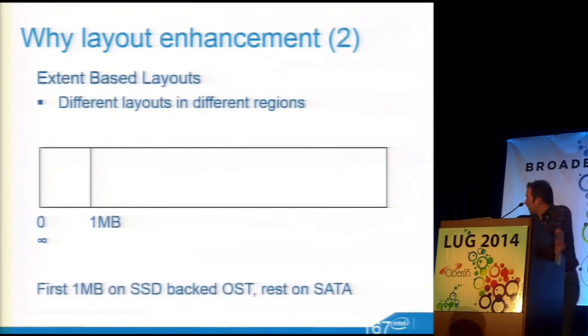It also allows us to do something called extent-based layouts. So we could have different layouts and different object sets for different regions of the file. So you have the first megabyte on SSDs, and you have the rest of the file on larger spinning disks, say, if you wanted, or however you'd like to do it. But that's going to be something that the composite layout format will support, and then it's up to another project to implement that, but we're just sort of getting some future-proofiness now.